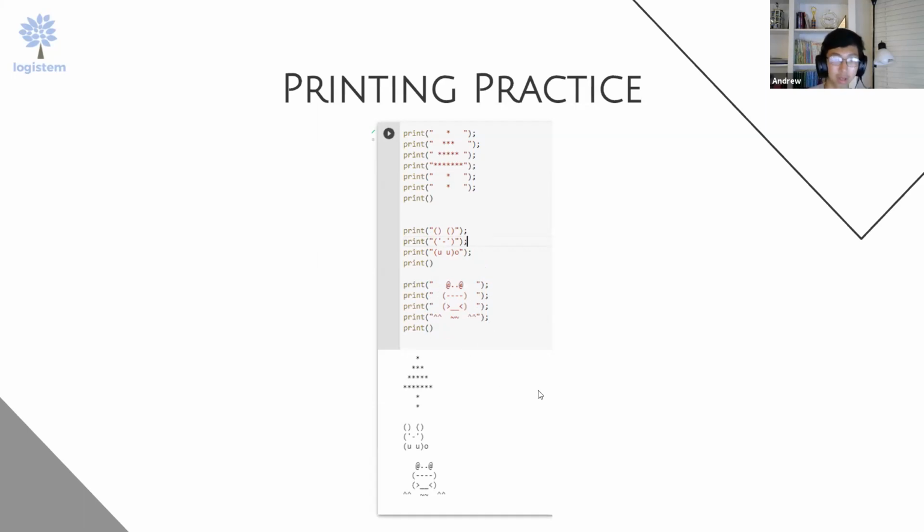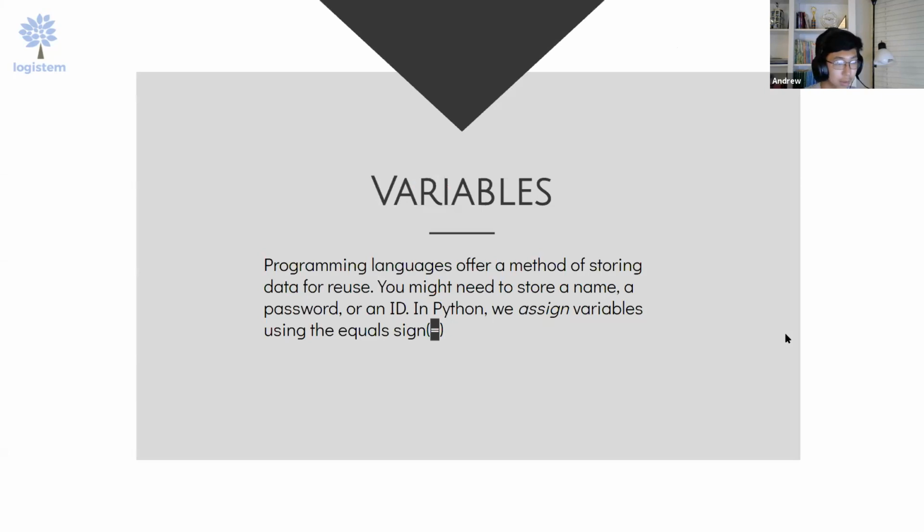So, hopefully you guys found that pretty cool. So after printing, we'll talk about variables. Programming languages offer a method of storing data for reuse. You might need to store a name, a password, or an ID. And in Python, we assign variables using the equal sign.